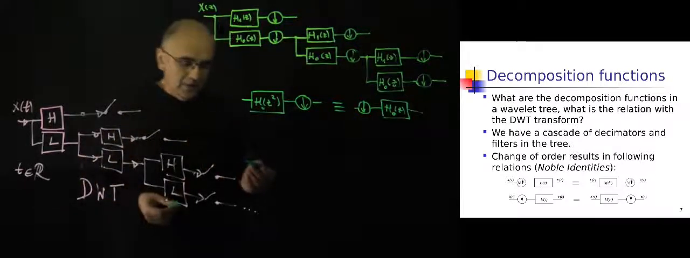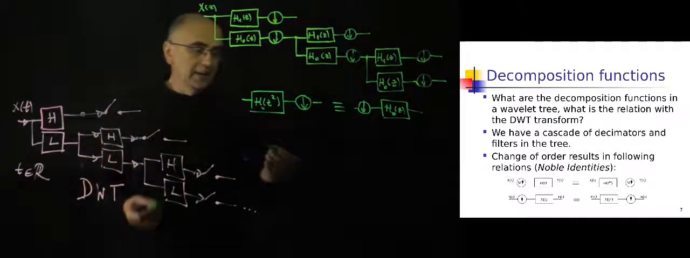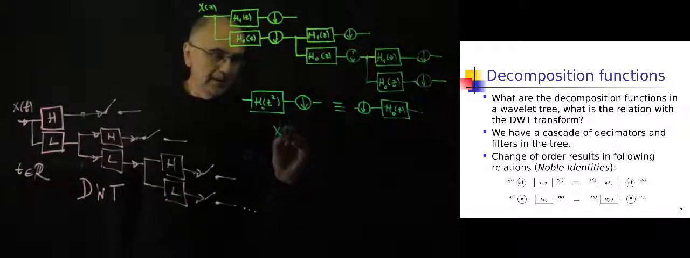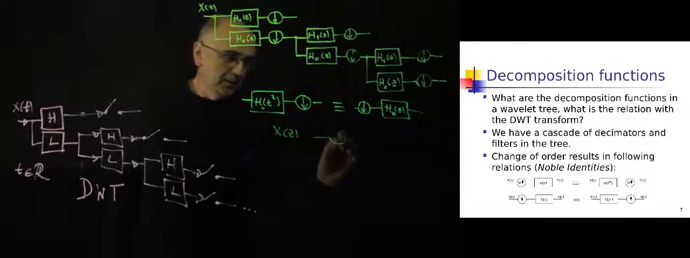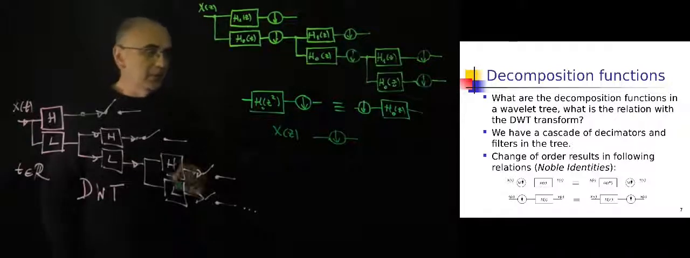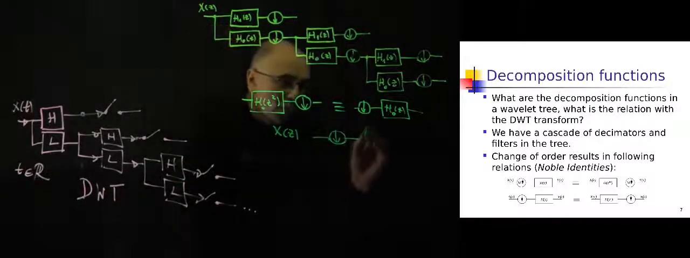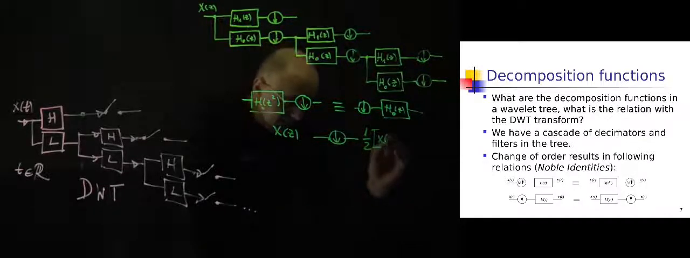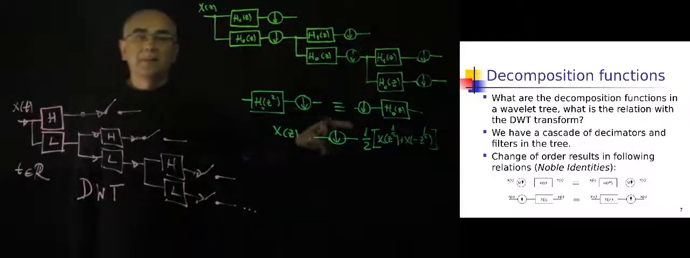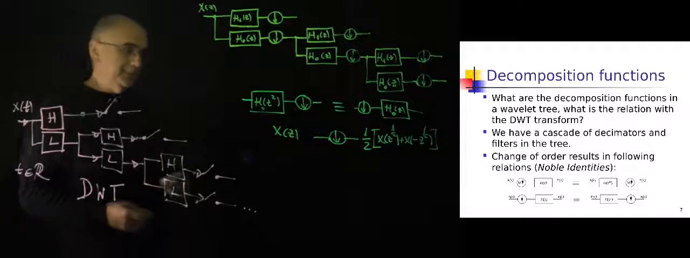Let's check it out. So what we have already learned is the behavior of the decimator. If we apply any signal to a decimator, on the output of that decimator what we get is 1/2 of X of z to the power of 1/2 plus X of minus z to the power of 1/2. So that's something that we have already learned.